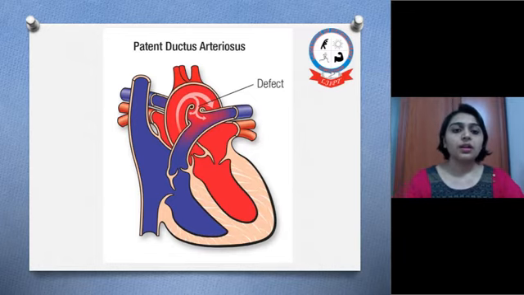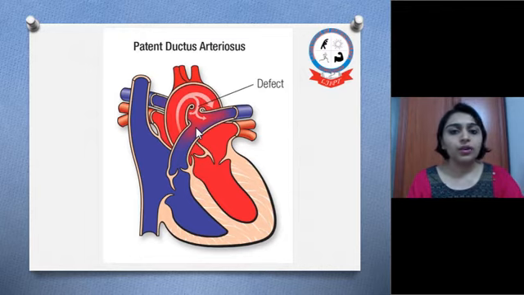So here in a figure we can see there is a defect, that is a communication between aorta and pulmonary trunk. So this is the patent ductus arteriosus. In embryological life there is a ductus arteriosum and in which there is a blood circulation occurring within these two to allow embryological heart circulation.